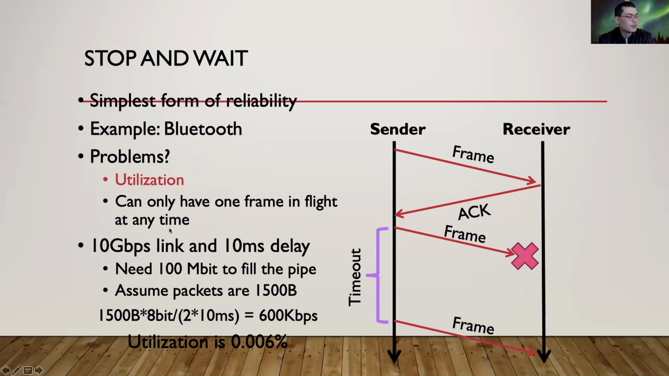Think about a 10 Gbps link. We purposely make it larger, because if the bandwidth is wider, you are wasting more, and you will see the utilization is really low. Usually, Ethernet high end is 10 Gbps, low end is 1 Gbps. And this is the bandwidth of the link.